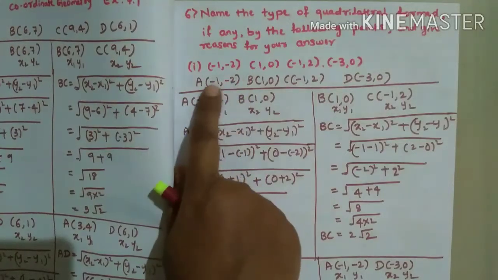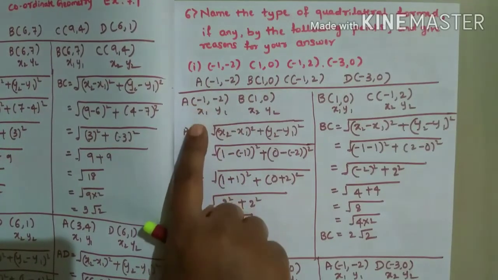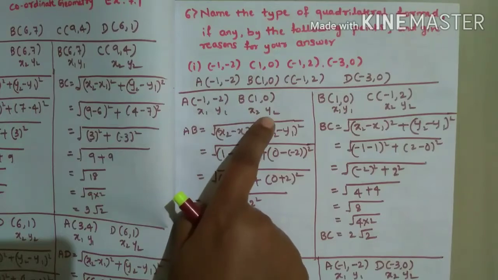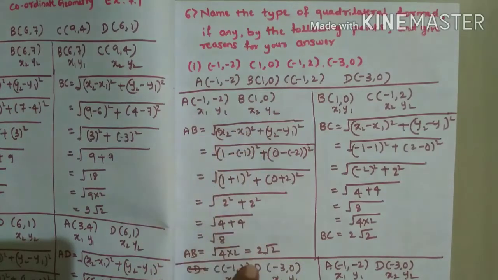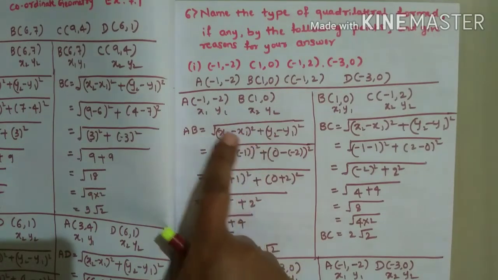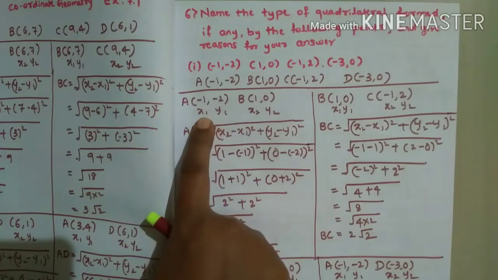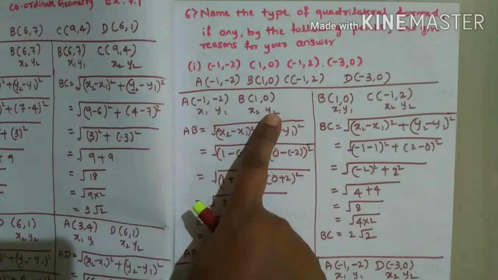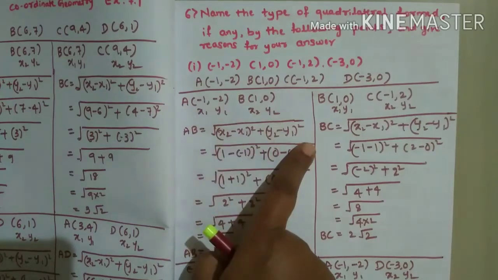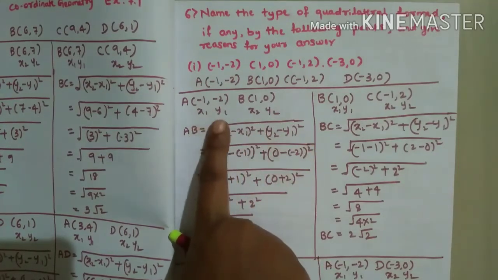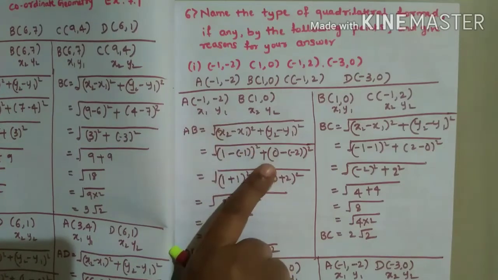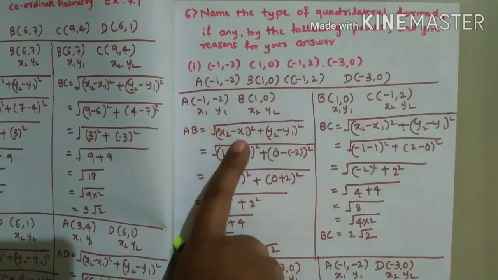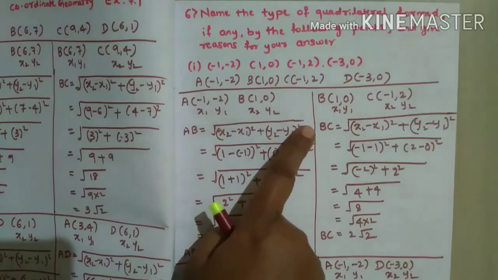So first I will take points A and B. A I have taken as x1 y1, B I have taken as x2 y2, and I find the distance here. Always while taking the points, write the first point as x1 y1 and the second as x2 y2. Then it is easy to substitute in the formula. You should remember this formula: x2 minus x1 whole square plus y2 minus y1 whole square.